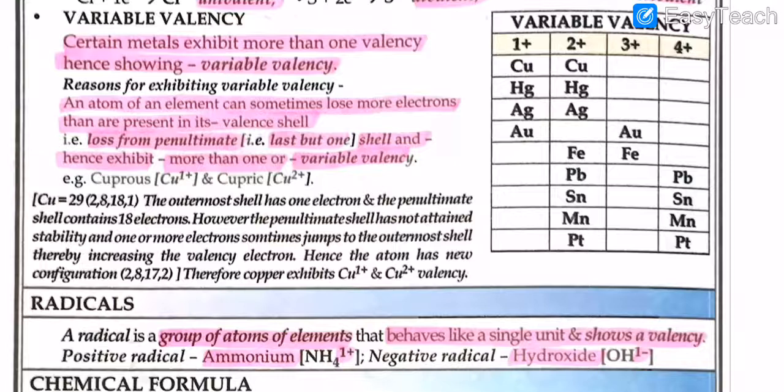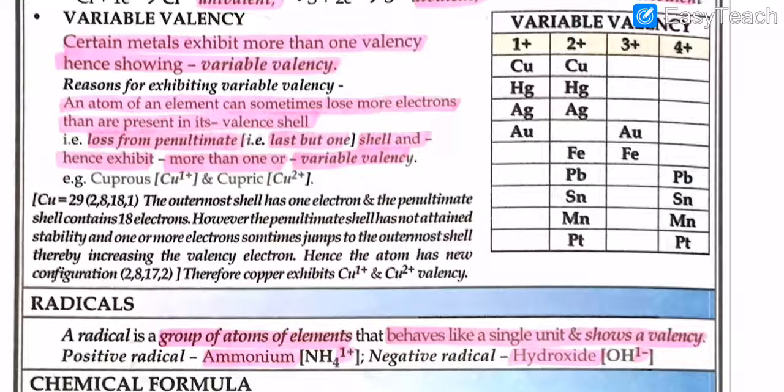Okay, moving on to radicals. A radical is a group of atoms of elements that behave as a single unit and show a valency. Atoms of elements. Atoms are dependent in nature, that's why they combine together. Always remember that. That is why we say atoms of elements. So a radical is a group of atoms or elements.